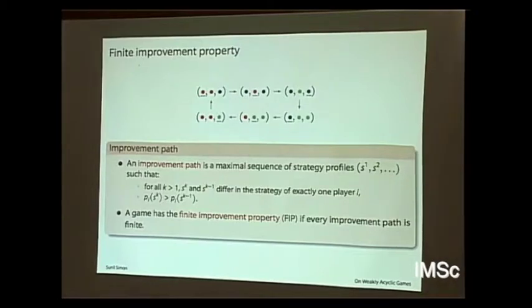Okay. So it's quite obvious that this is a very nice property to have for a game. Why is that? Because this immediately guarantees that there is a pure Nash equilibrium. And what is a pure Nash equilibrium? Well, you start at any profile, you follow an improvement path. It's guaranteed to terminate. You look at the last profile in this path, and that's a Nash equilibrium.